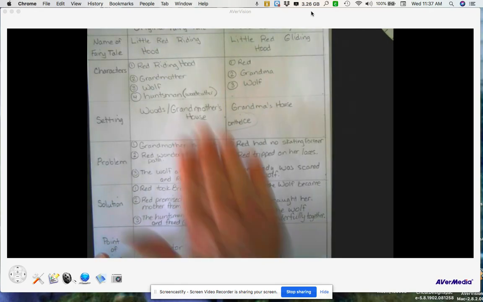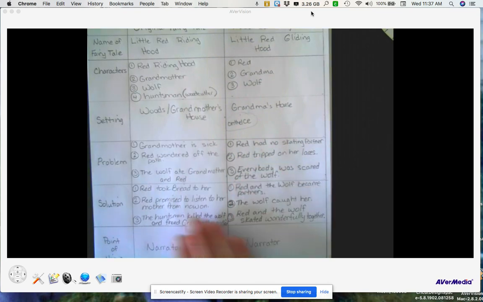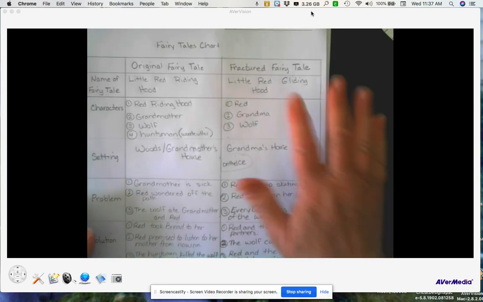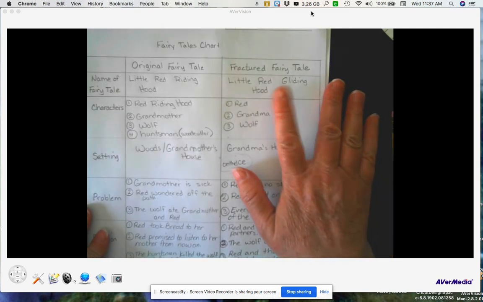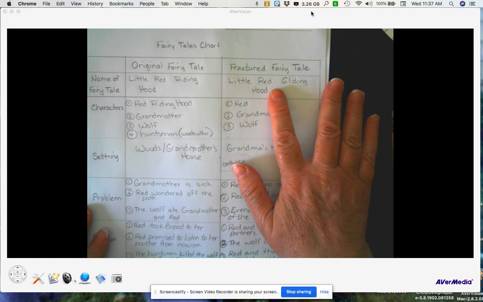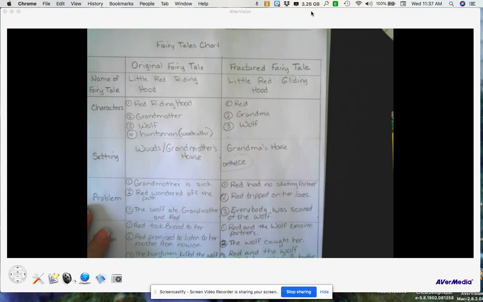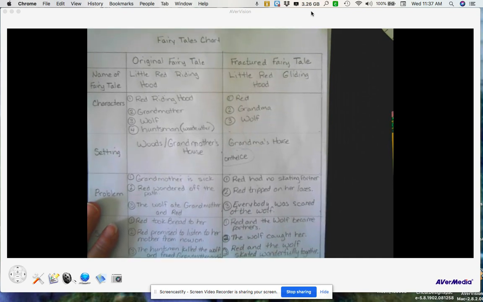So you can see how they're very similar, but yet the story is very different. And that's what's really cool about the fractured fairy tales. Take something that's common that you already know and makes it new again. Now, the cool thing is, after we do a few of these, you're going to write a fractured fairy tale yourself. And I can't wait to see what you come up with.